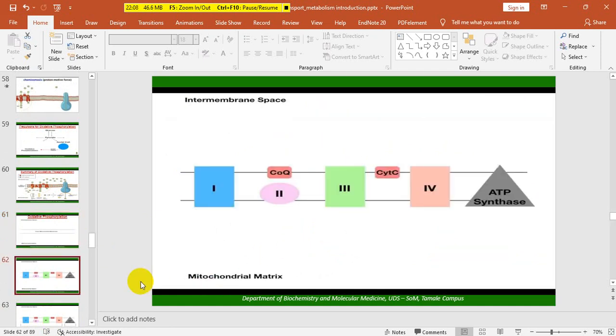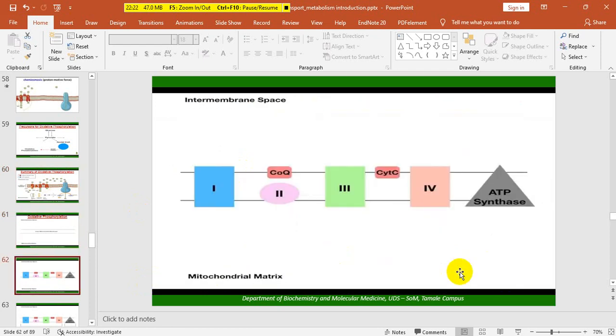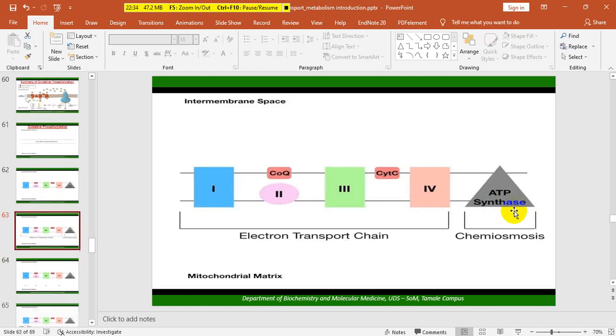So these are the complexes: complex 1, complex 2, complex 3, complex 4, and ATP synthase. The last one is ATP synthase, that's the enzyme here. This ATP synthase does not use ATP. It produces ATP, but it doesn't use ATP to produce ATP. If it were a synthetase, then it would use ATP to produce ATP.